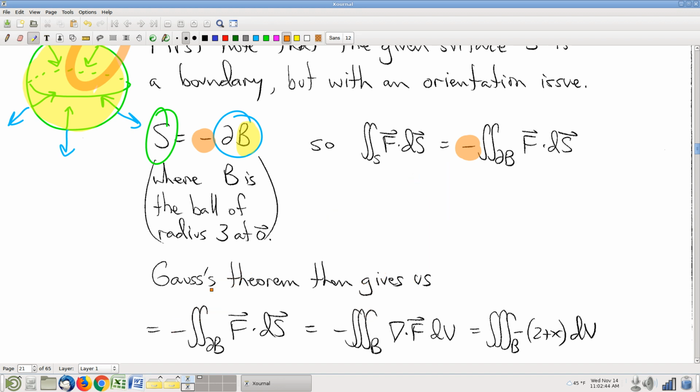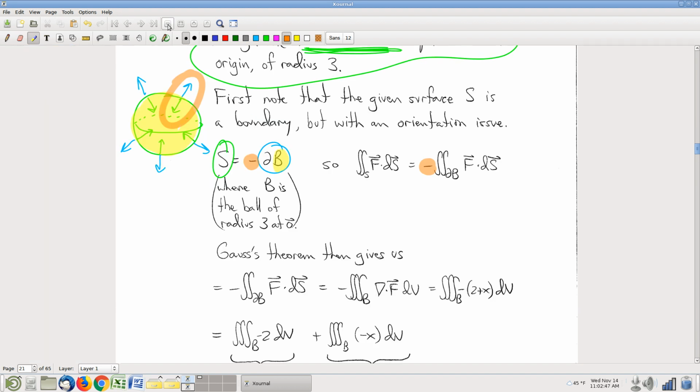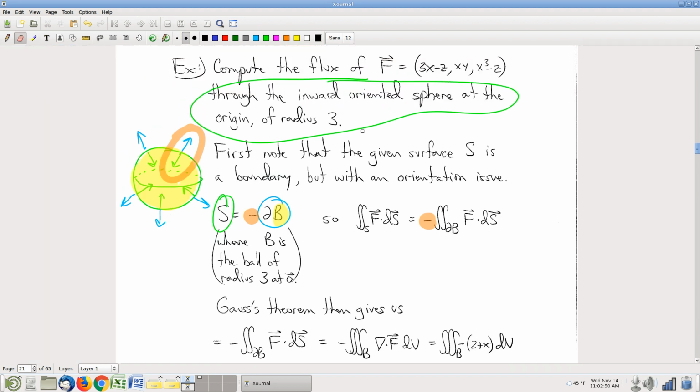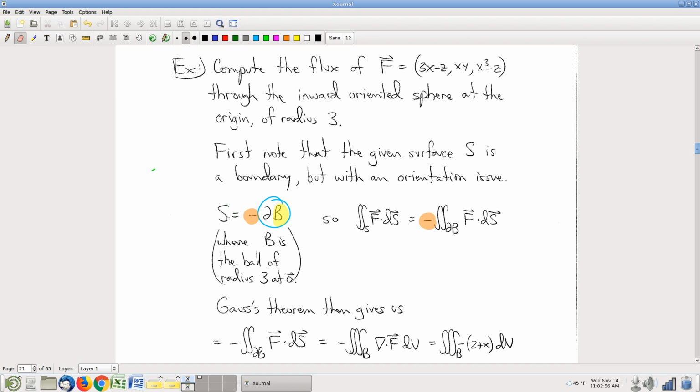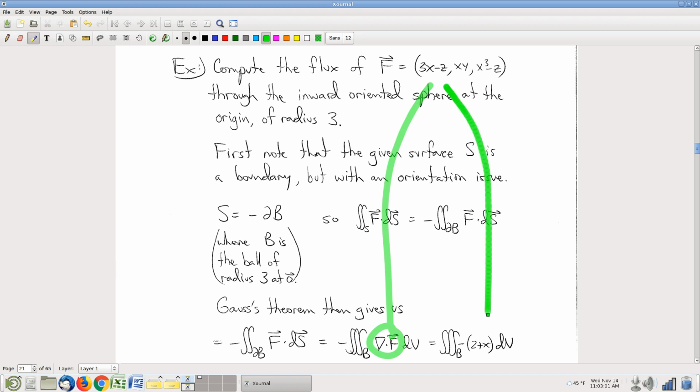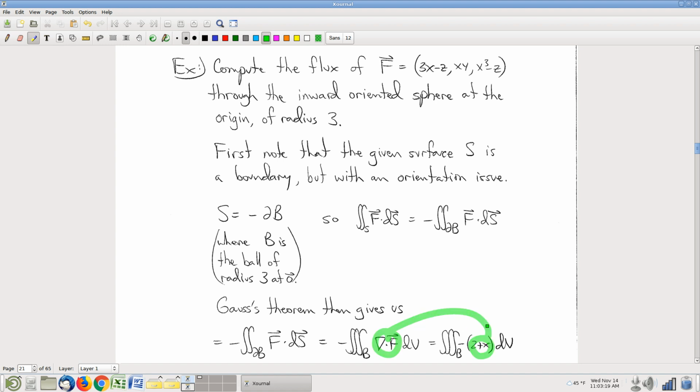Okay. So now, what's the divergence? Well, the divergence is an easy calculation. That's just a little bit of algebra, no big deal. Take the x partial of that, plus the y partial of that, plus the z partial of that, add it up, and you get that the divergence is 2 plus x. Everybody on board with that? Again, that's just partial derivatives. Everybody happy? Okay, now, what have we accomplished?